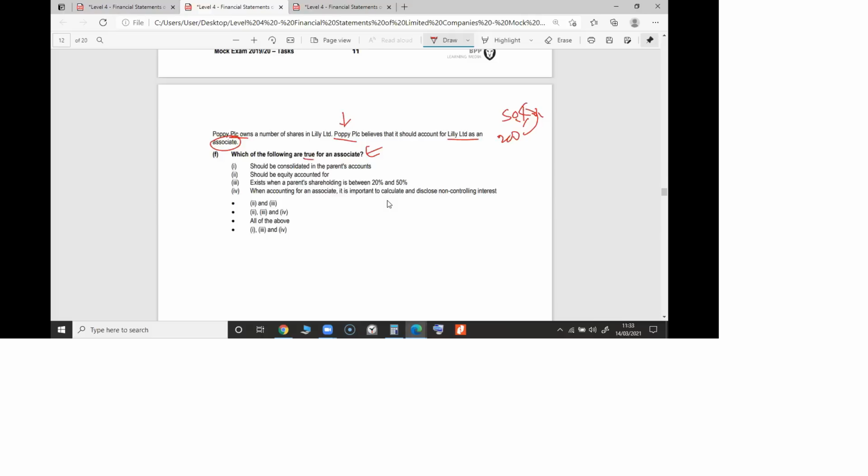Which of the following are true for an associate? Should be consolidated? No, associates we do not consolidate. Should be equity accounted for? Yes, we take that into account. Exists when a partner's shareholding is between 20 to 50%. That falls under the definition. It should be less than 50%, but mostly more than 20% so that we can influence. When accounting for an associate, it is important to calculate the non-controlling interest? No, we don't need to do any NCI. So what is the one we got? I can find that 2 and 3 only are true. So 1 is the answer. First one is the answer.